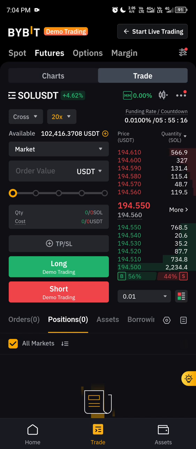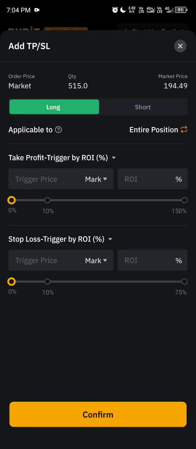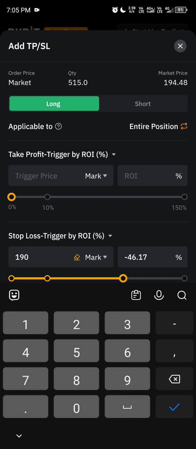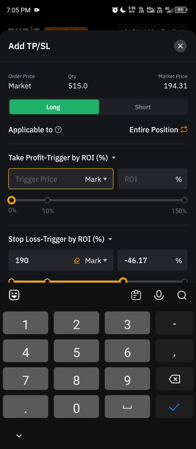So I have to buy at market price, which is whatever the price of that coin is at the moment. So let's say I want to use 5% of my portfolio to buy, and the coin is currently at 194. Solana is currently at 194 as at the time of making this video. So stop loss probably at 190. And take profit should be probably around 220.